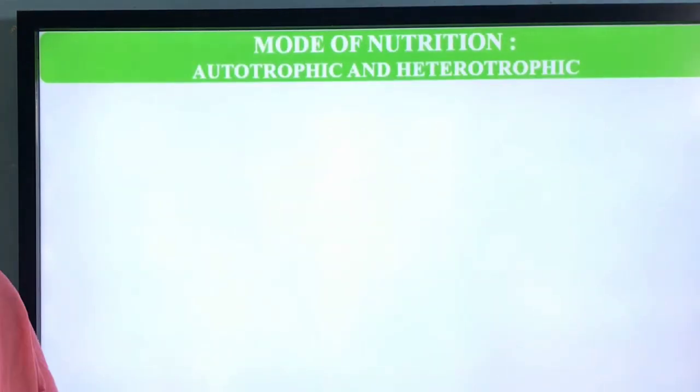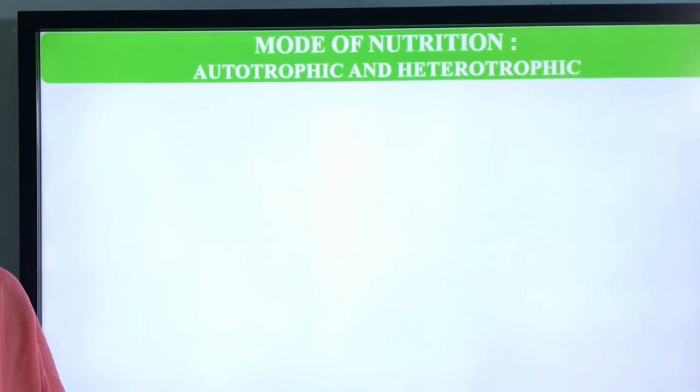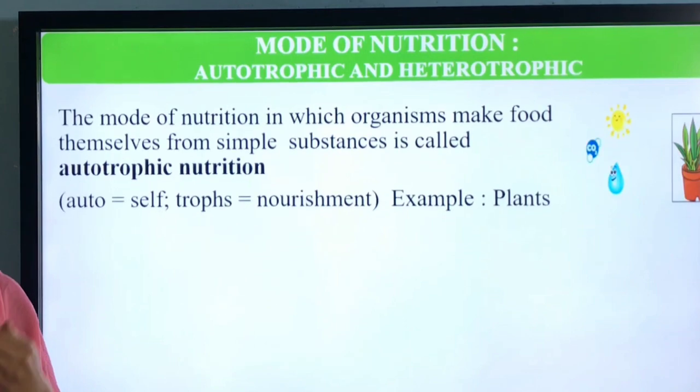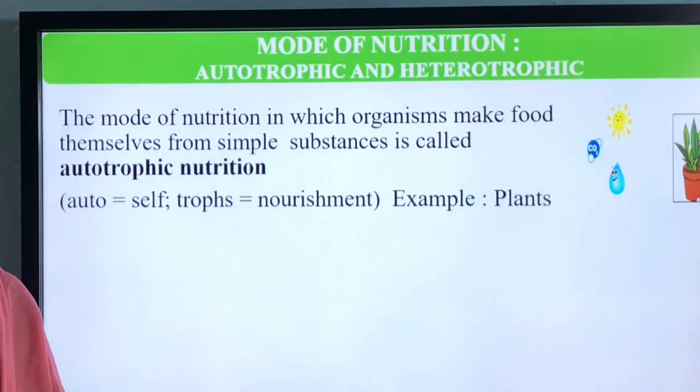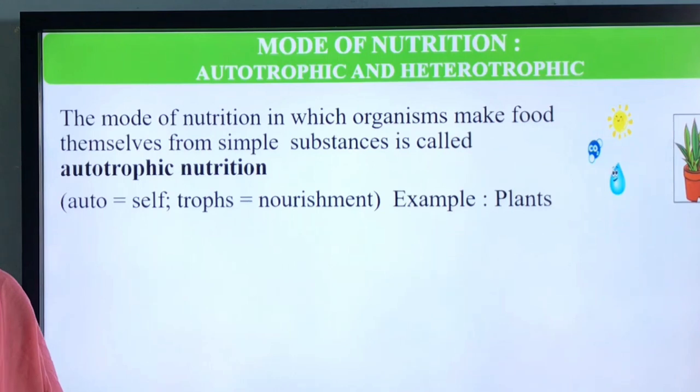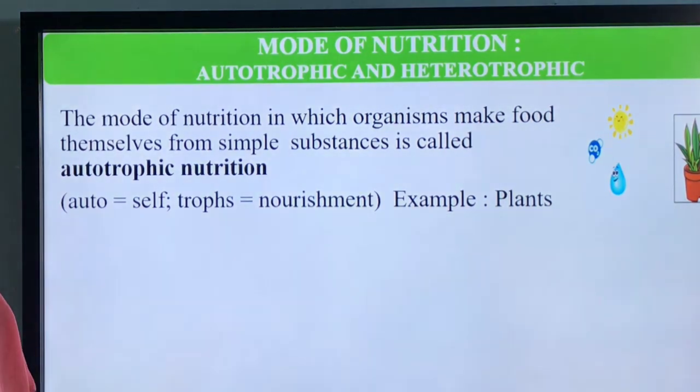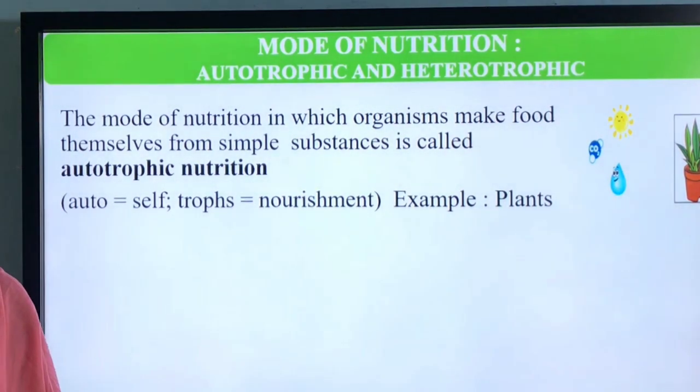Now, you all must be wondering how the plant will get food. Which part of the plant will prepare the food? Whether all the plant parts are able to prepare food or only certain parts. Then, the material needed for the preparation of food in the plant, how does it reach the plant? How does the plant obtain this material? So, in nutrition, we are going to deal with two modes.